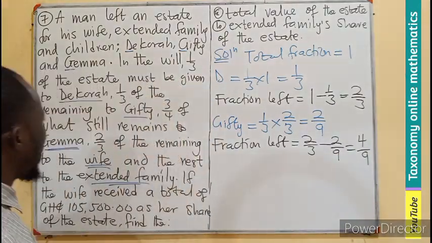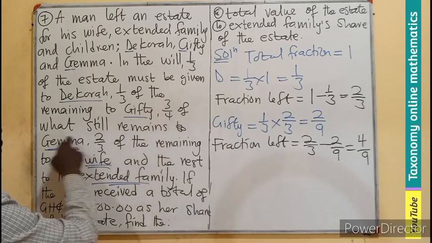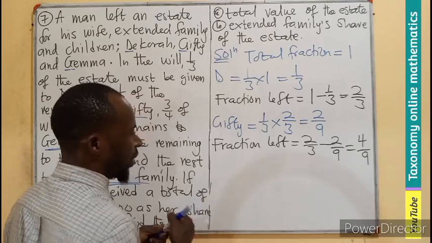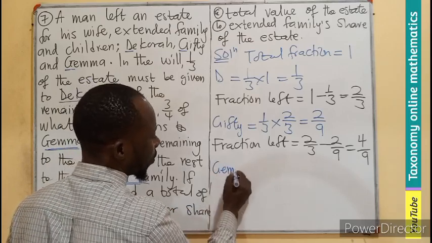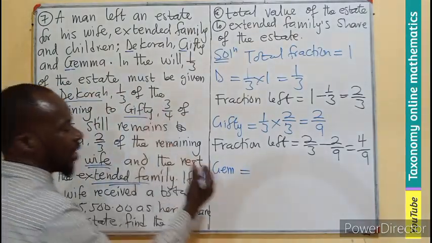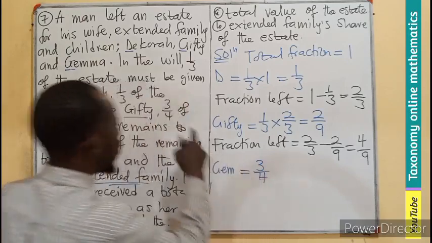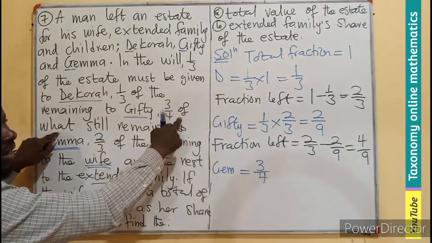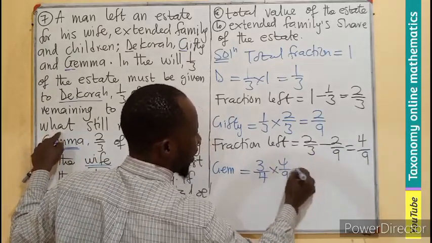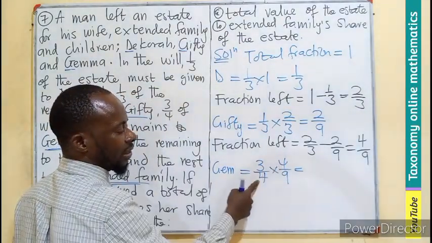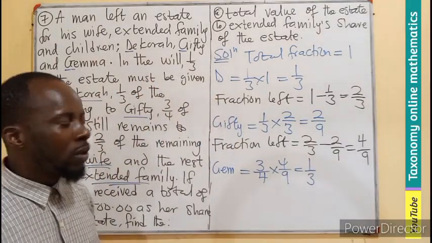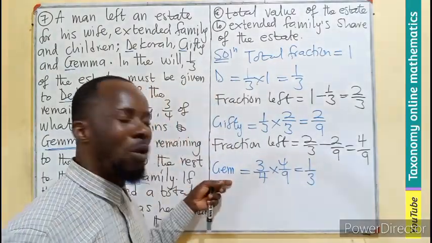So out of this remainder, 3/4 of what is still remaining is given to Gemma. So let's see what Gemma will be taking. Gemma will be taking 3/4 of what is remaining. Of what? That's a multiplication of 3/4 by 4/9. And I believe this can easily cancel, and this will go here, 1. So you're left with 1 out of 3. Don't forget, the 1 out of 3 is going for only Gemma.